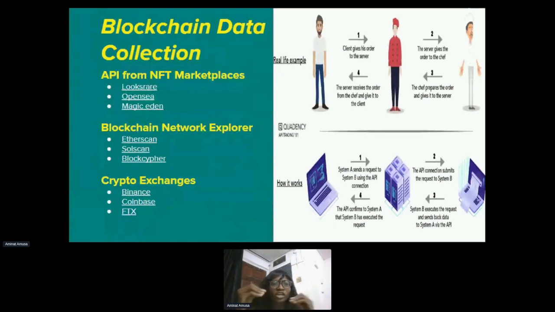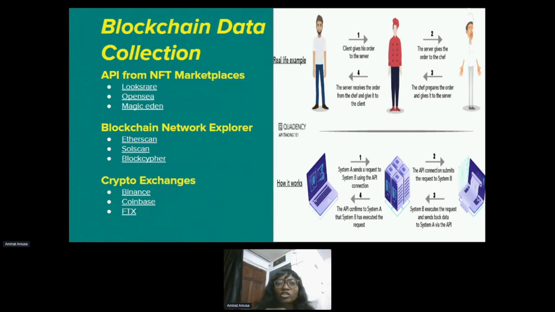You can get data from OpenSea using the API. I've added links, and all these are links to the API docs. I'm going to share this slide after this presentation so that people can just go and click these links. If you are a programmer, you can just do a GET request, and voila, you have your data. OpenSea has Ethereum and Solana NFTs, then Magic Eden is majorly Solana NFTs.